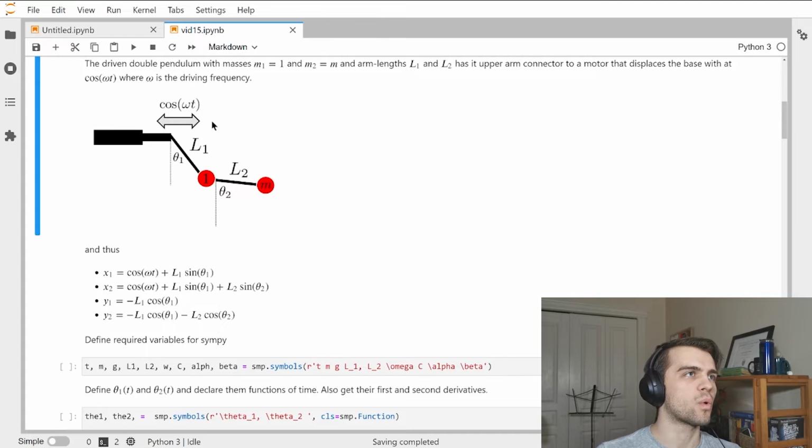We can solve for the coordinates, not too complicated here. We have x1 is equal to cos omega t. That's the position of the motor. The motor goes left and right. Plus L1 sine theta 1. Just look at that triangle here. x2 is the same thing as x1, plus it's also got that L2 sine theta 2 to go out there as well. y1 is just, again, looking at this triangle, minus L1 cos theta 1. y2 is y1, and then you subtract this other thing here as well. So we have all the coordinates of the problem.